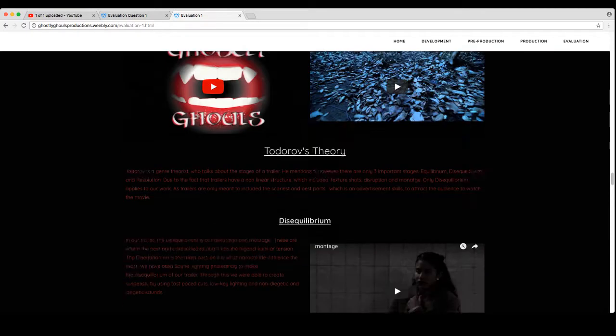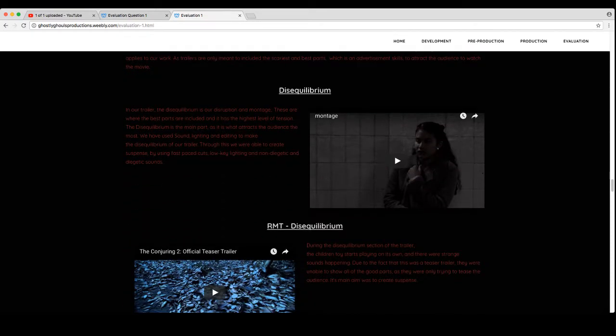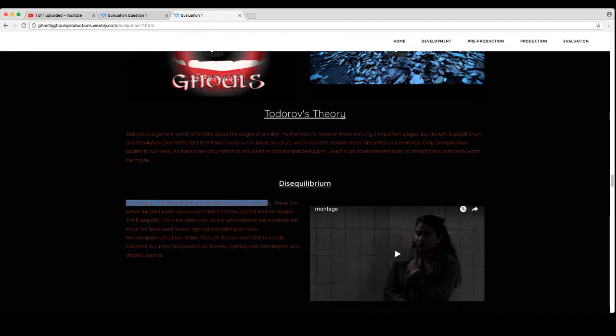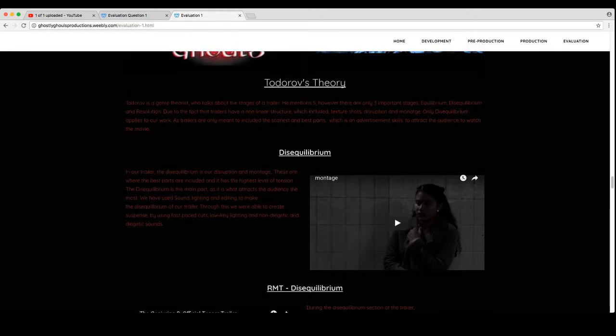We've got a side by side. Okay, that's good. So you've got disequilibrium there and there. So what you need to do is explain what disequilibrium is here. Yeah, what it's supposed to do, and then why you would not have that in your trailer. So that's really, really important.